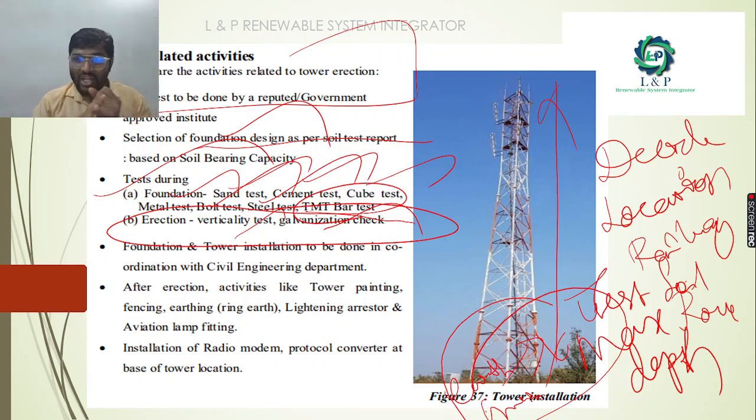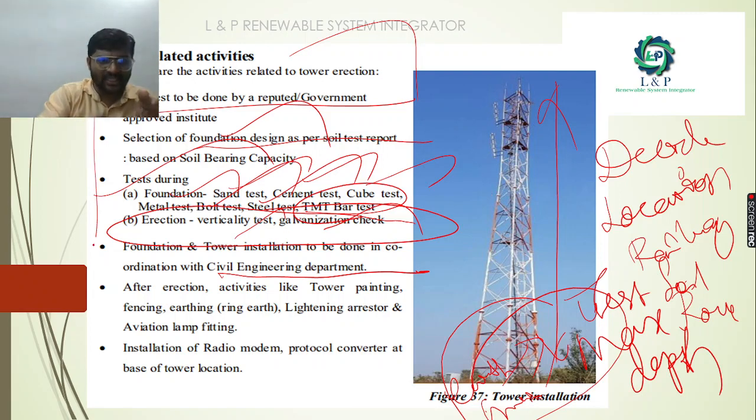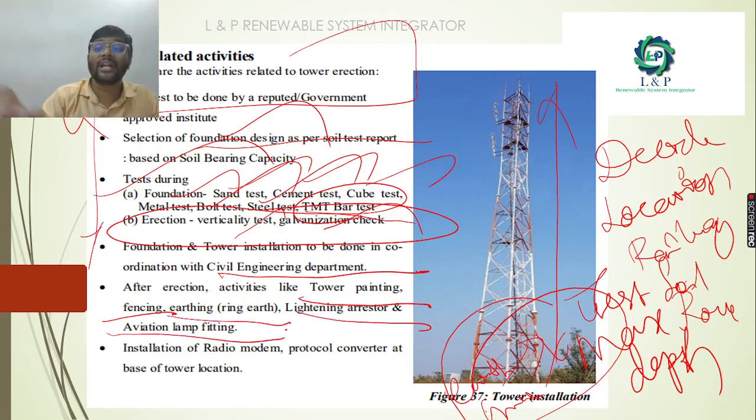Next, the foundation and the tower installation are to be done in coordination with the civil engineering department. After erection of the tower, once all these tests are done step by step, we need to do other activities like tower painting, fencing for the tower, earthing, lightning arrestor, and aviation lamp indication. All these things we need to provide.